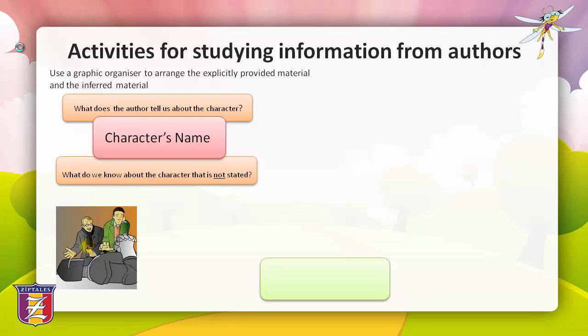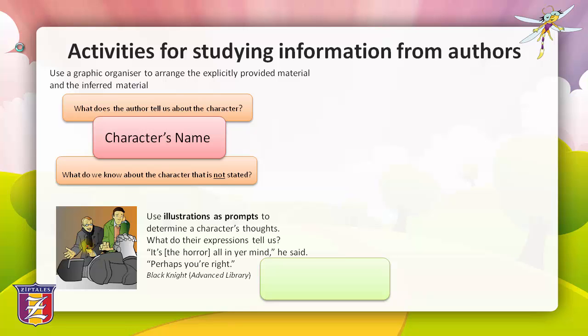Another activity could be to use story illustrations as prompts for students to determine a character's inner thought. They could answer the questions, what is the character saying with their words, but what is the character conveying by their facial expressions? And that would incite some great discussion.